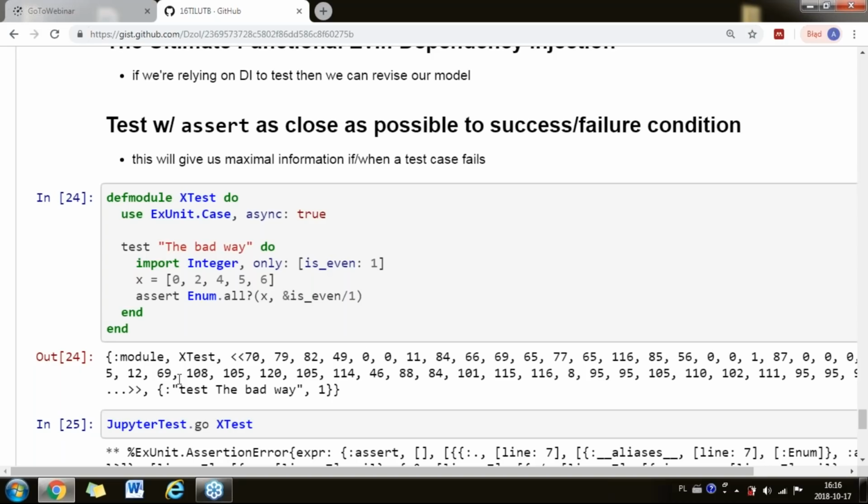So thinking about making those assertions in a more granular place can sometimes give us really helpful feedback if we're doing a TDD kind of thing, or even if we have a regression suite or whatever you want to call it.